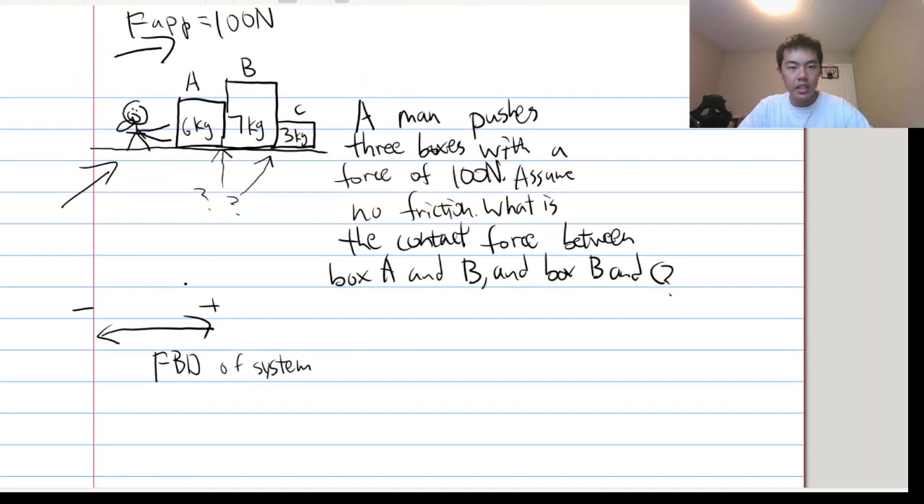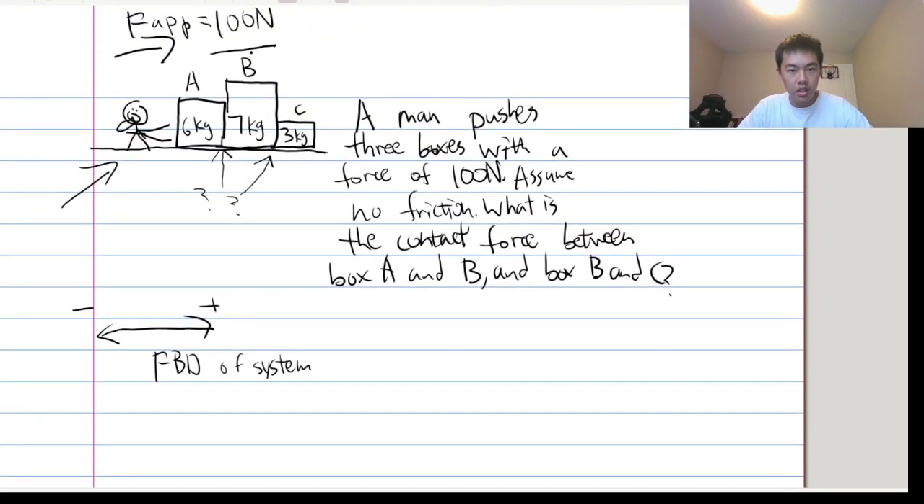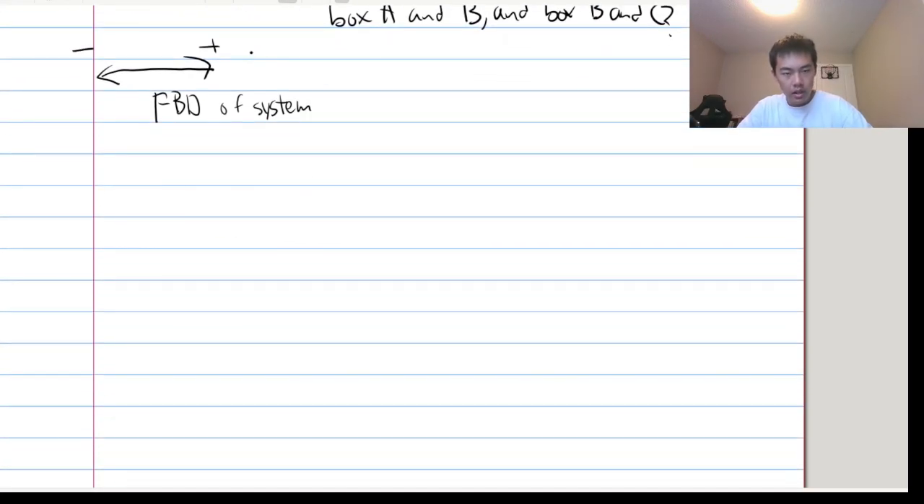First we should start with a free body diagram of the whole system. Why is that? It's because we know there is a net force being applied to this whole system of 100 newtons. That makes it really easy, because it means we can find the acceleration. We know the mass of the system is equal to 6 kilograms plus 7 kilograms plus 3 kilograms.